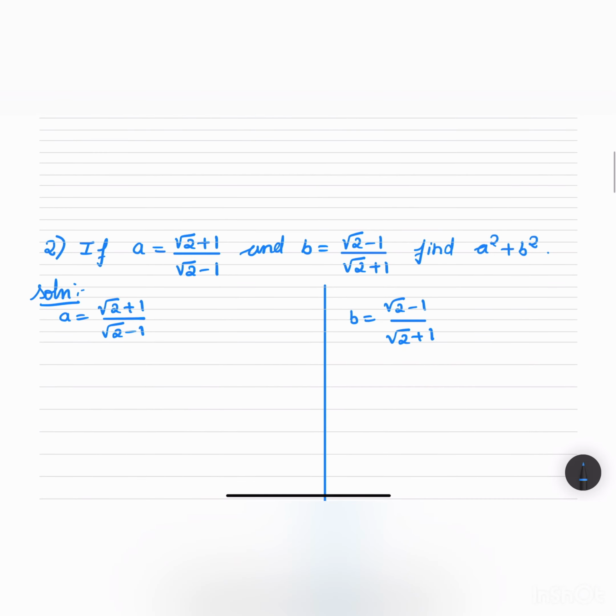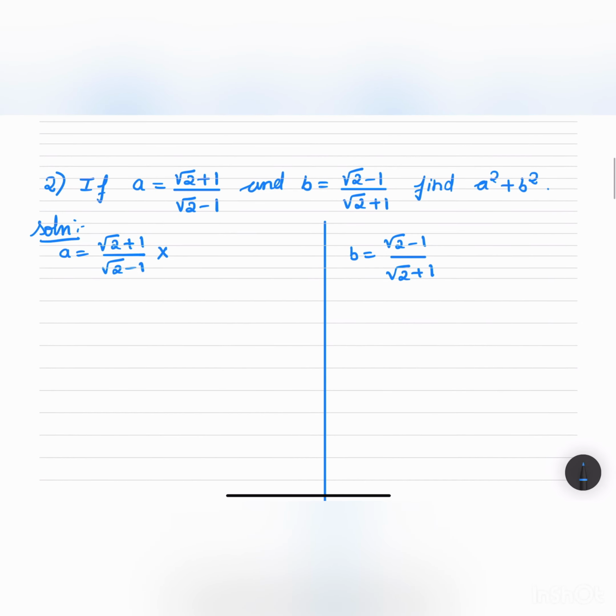Let us go for the second one. If A is equal to root 2 plus 1 by root 2 minus 1 and B is equal to root 2 minus 1 by root 2 plus 1, find A square plus B square. In this case, we have to rationalize the denominator. How do we rationalize? There is root 2 minus 1, so we have to multiply it by root 2 plus 1 by root 2 plus 1. In the numerator, it is root 2 plus 1 whole square.